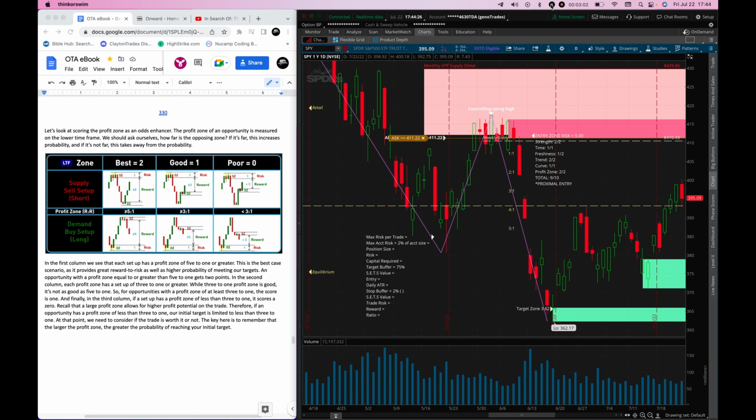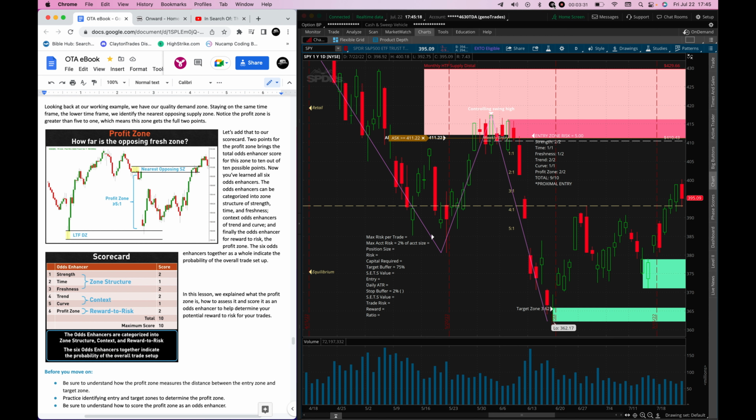Recall that a large profit zone allows for higher profit potential on the trade. Therefore, if an opportunity has a profit zone of less than 3-to-1, our initial target is limited to less than 3-to-1. At that point, we need to consider if the trade is worth it or not. The key here is to remember that the larger the profit zone, the greater the probability of reaching your initial target.